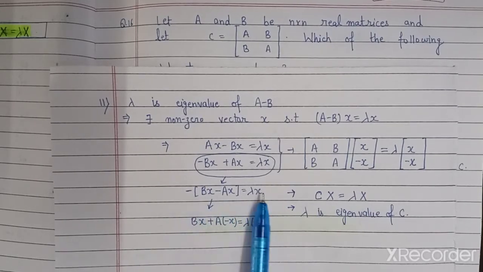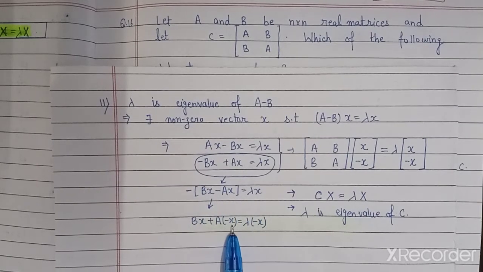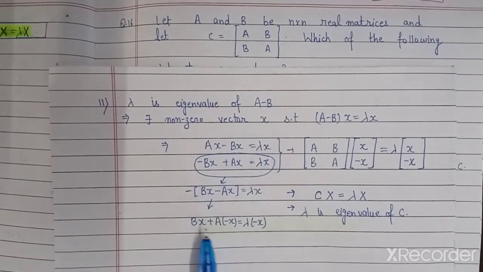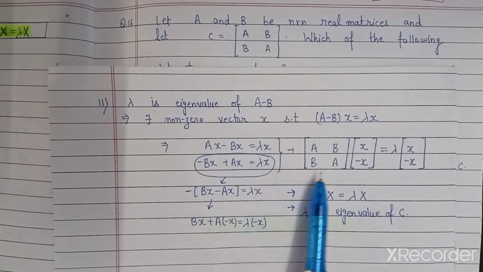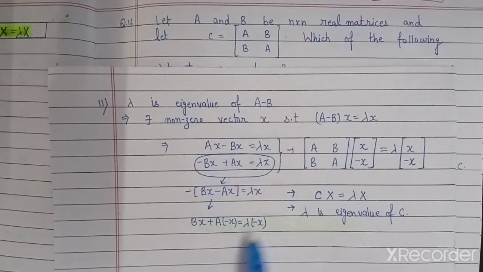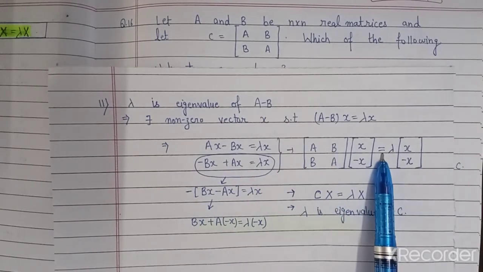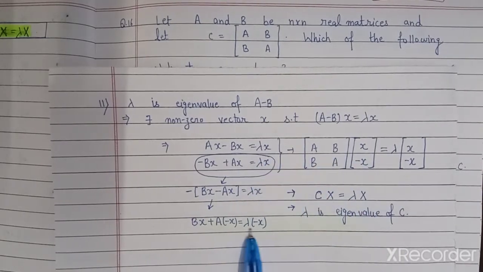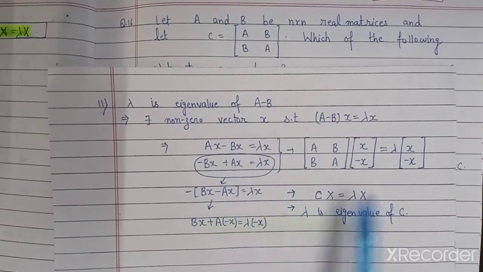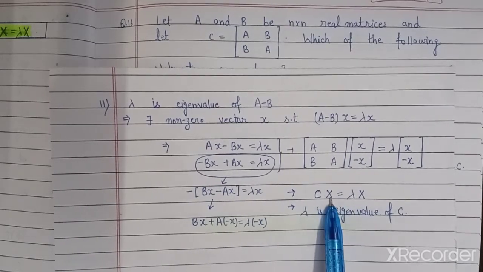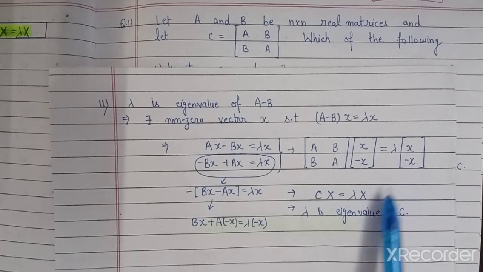Now multiply by minus on both sides, we get Bx plus A times (minus x) is equal to lambda times (minus x). Now from this equation and the earlier equation, writing in matrix form, we get [A, B; B, A] applied on the vector (x, minus x). And on the right side this is lambda x and this is lambda times minus x. So we take lambda common, and the remaining vector is (x, minus x). So this is the given matrix C applied on capital X is equal to lambda times capital X.